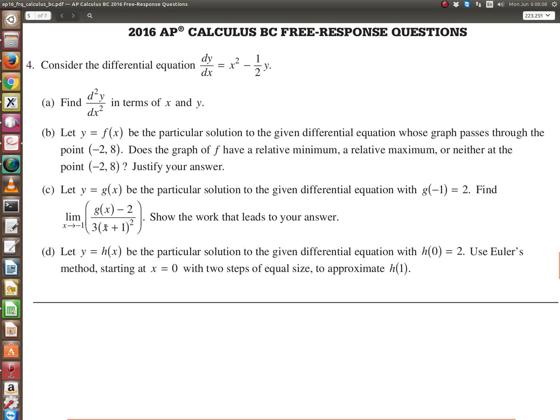All right, good. Okay, part D. Let y equal h of x be a particular solution to the differential equation such that h of 0 is 2. Use Euler's method starting with x equal to 0 with 2 steps of equal size to find h of 1. Remember Euler's method?